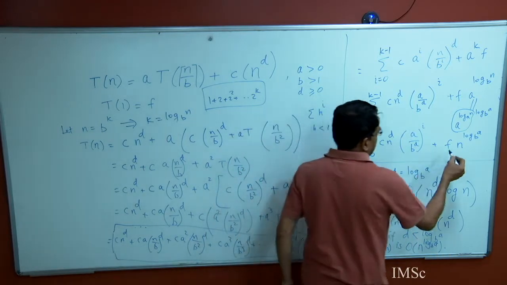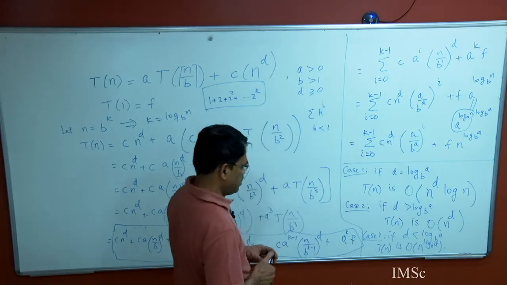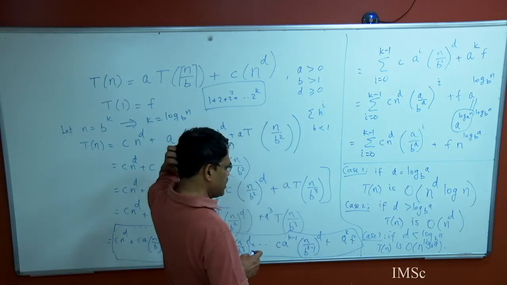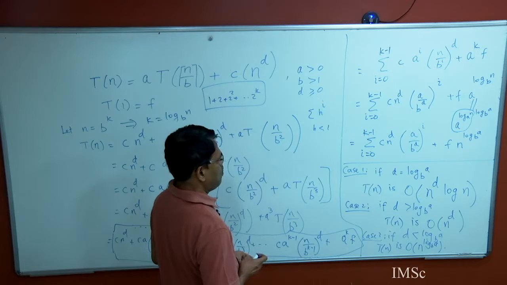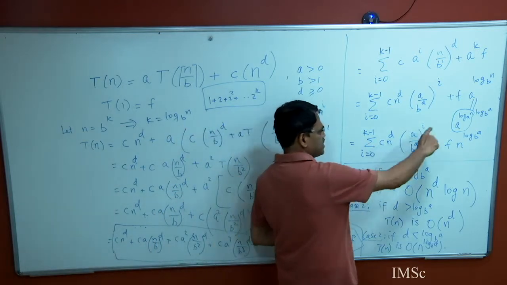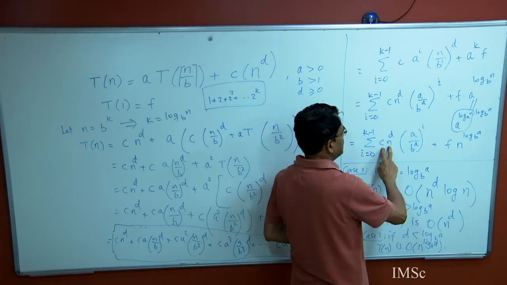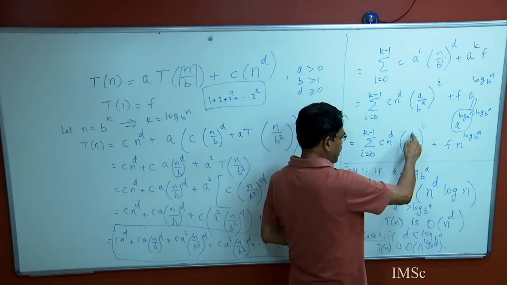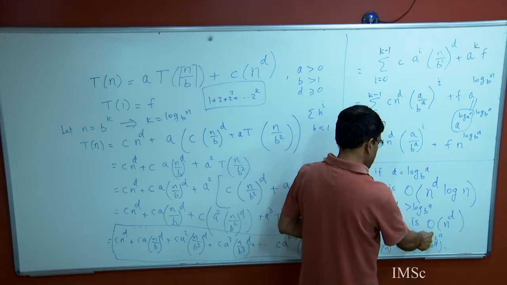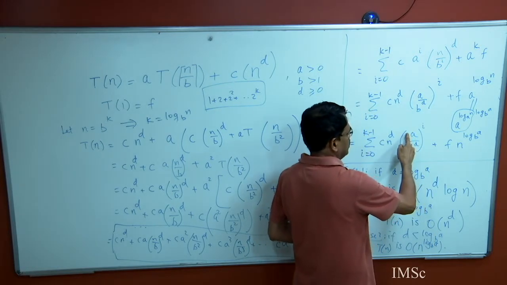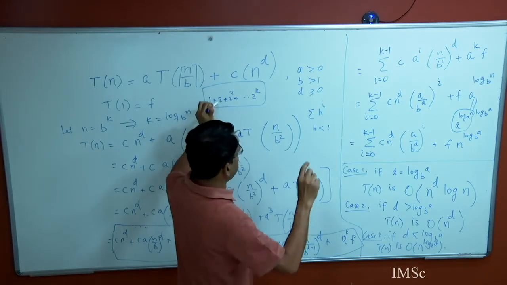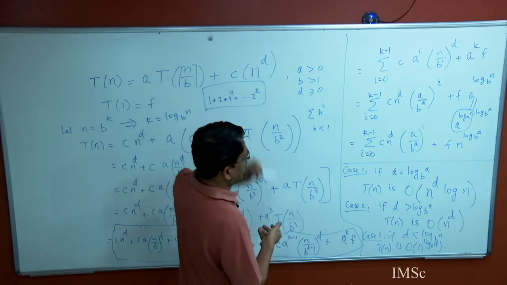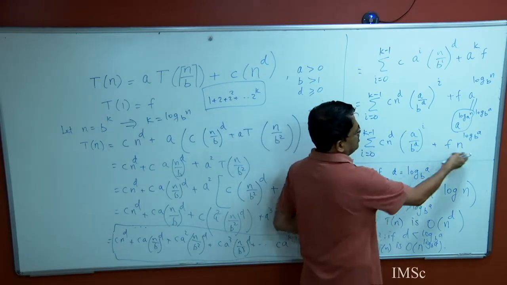Because if d is smaller than log a to the base b, that means b power d is smaller than a. So this is an increasing term then. This is an increasing geometric series. It starts with c n power d, so a by b power d is larger than 1. So it is something like this, a ratio which is increasing. So you take the last term, and the last term is essentially this.